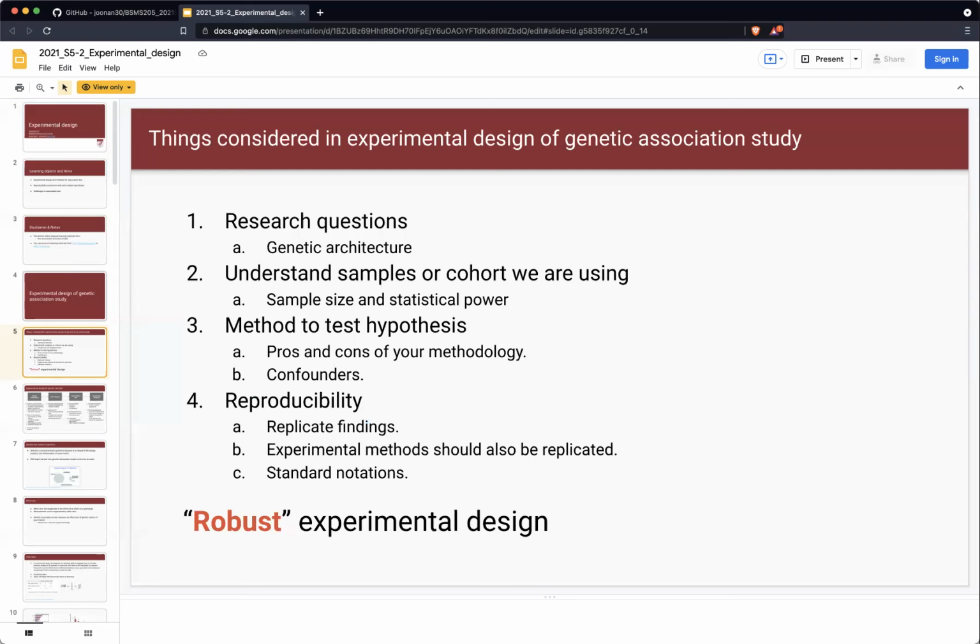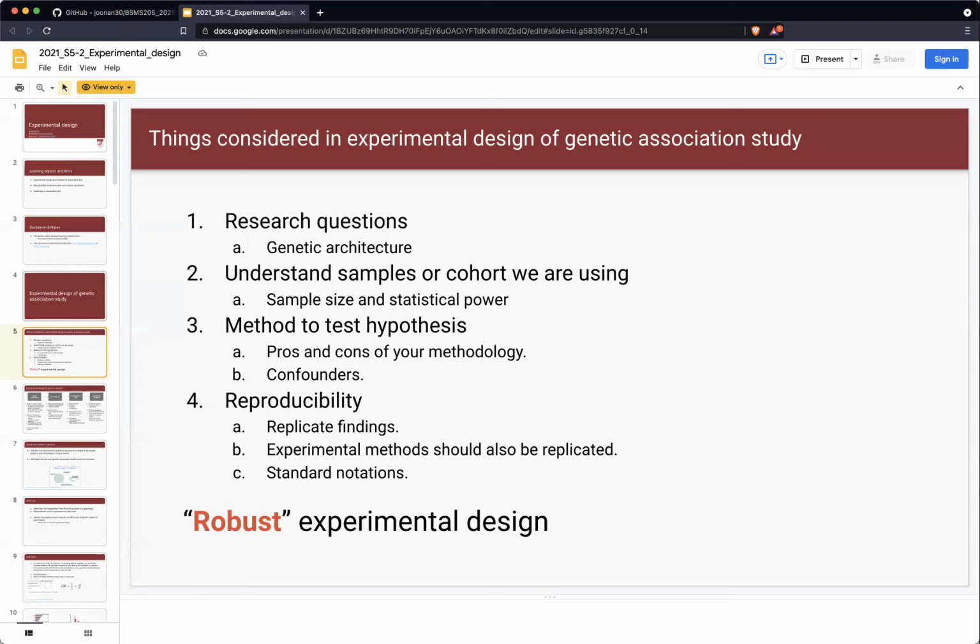And also you have to think about the methodology to test hypotheses. Each methodology, which is the statistical evaluation, has pros and cons, and you have to understand what will be the best solution for a certain experiment or certain samples. And also you have to think about confounders. And lastly, what you have to understand is the reproducibility. So whether you can replicate findings, and also the experimental method should be replicated.